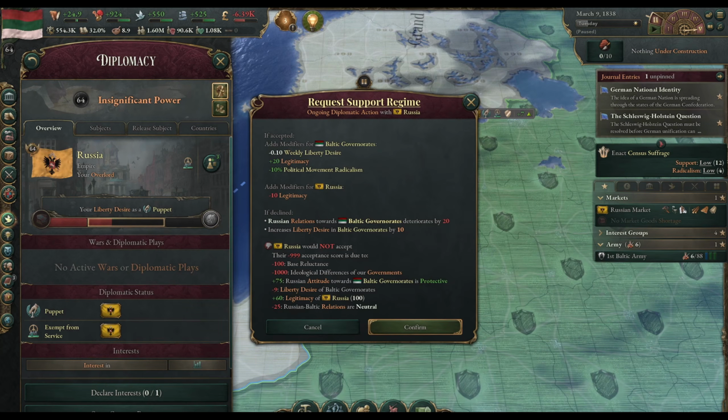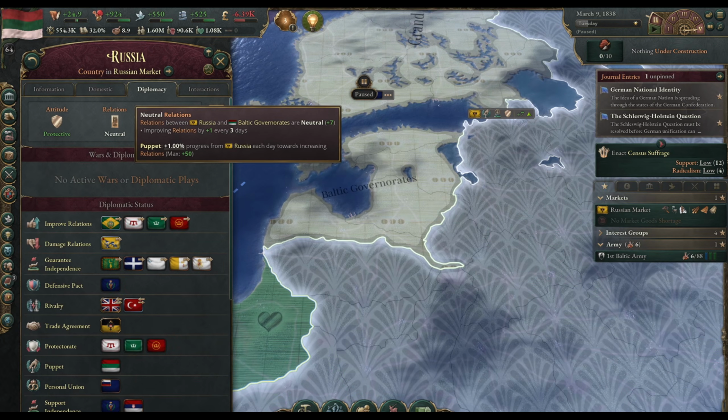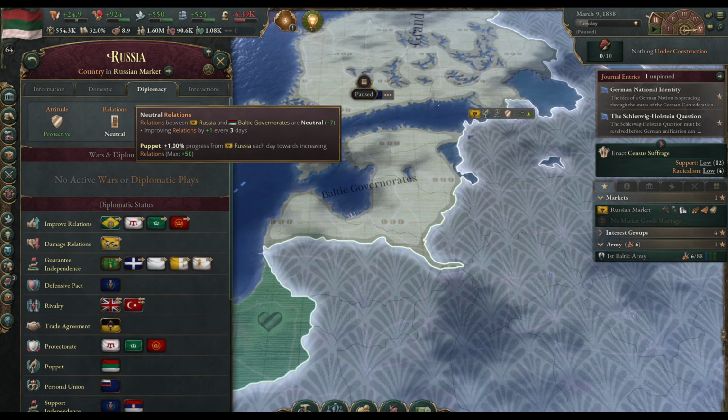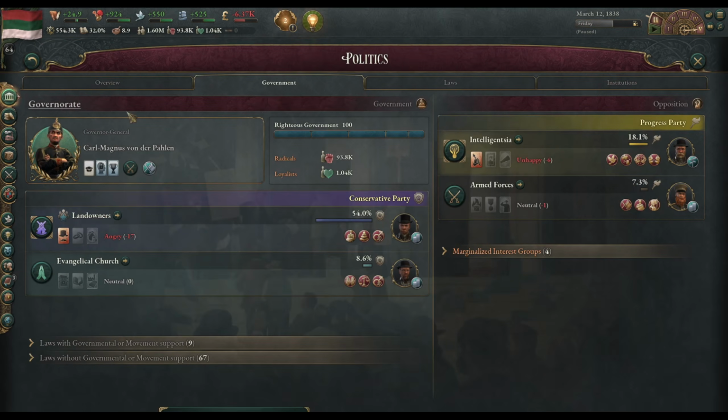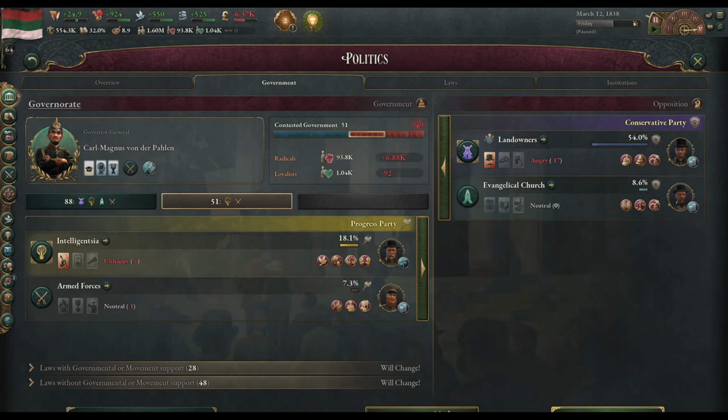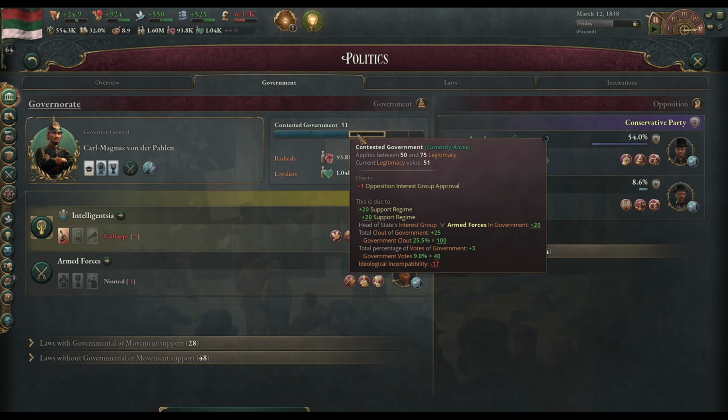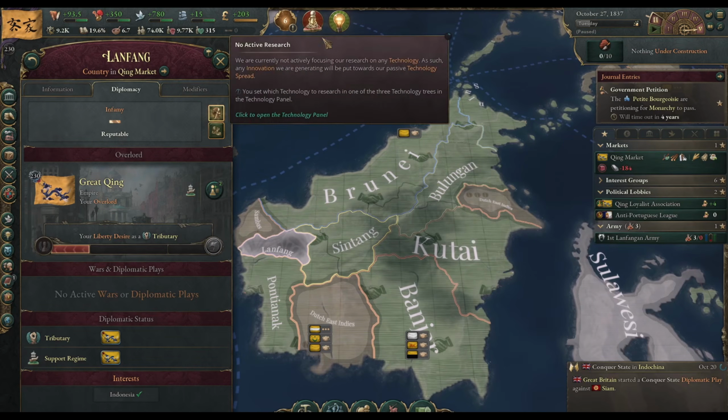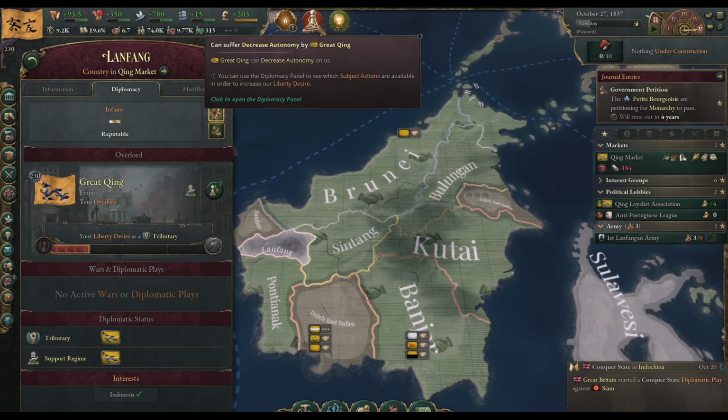Asking for support and getting rejected would give us 10 liberty desire with a 5-year cooldown. So we get more liberty desire this way and don't lose relations with our overlord. Also, I can use a minority intelligentsia government and still have a contested government because we get 20 legitimacy from the government support. Keeping your overlord protective is also helpful with defending your level of autonomy.